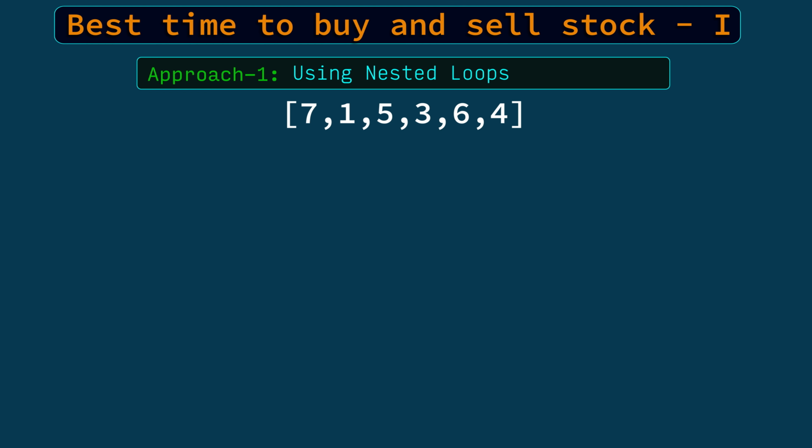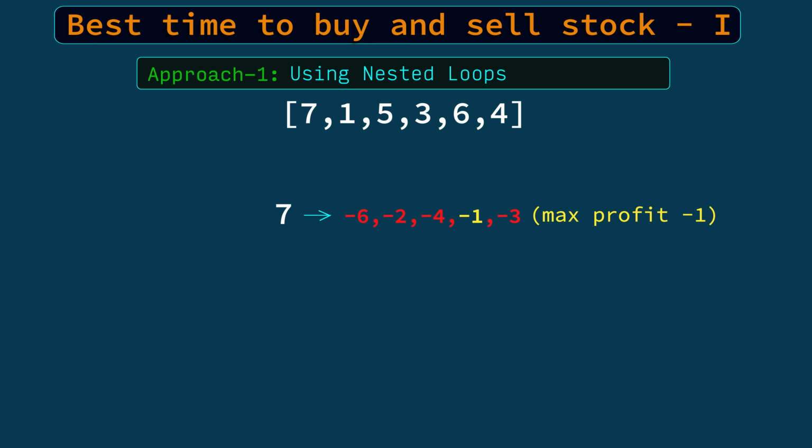That is the idea. Here if we consider the first day stock, that is 7, then we can sell it on different days, for the profits minus 6, minus 2, minus 4, minus 6, minus 1 and minus 3. So we should not buy on the first day because we are always getting a loss, that is the profit is in minus. How did we calculate this profit? On the second day the price is 1 and we bought it for 7, so 1 minus 7 is minus 6. Similarly for the third day, 5 minus 7 is minus 2 and so on. Hope now we understood how we are calculating the profits, right?